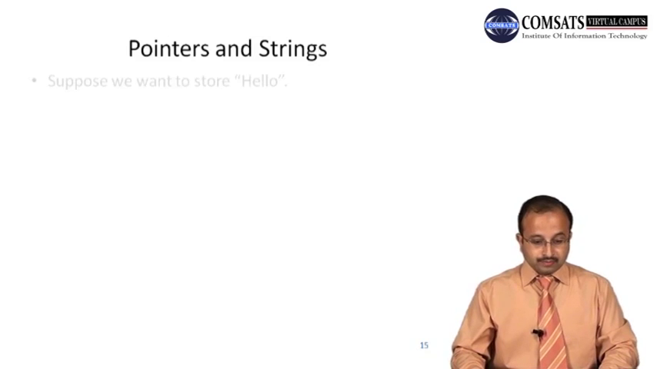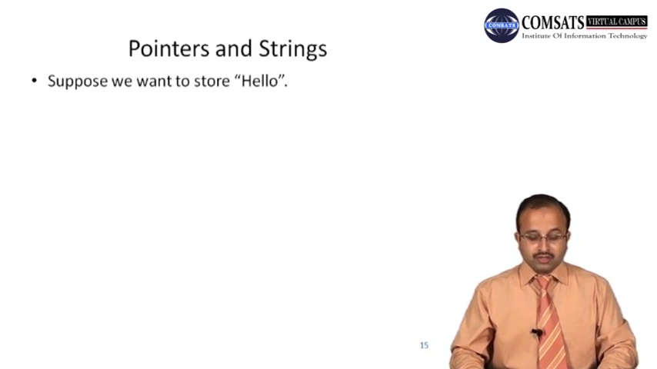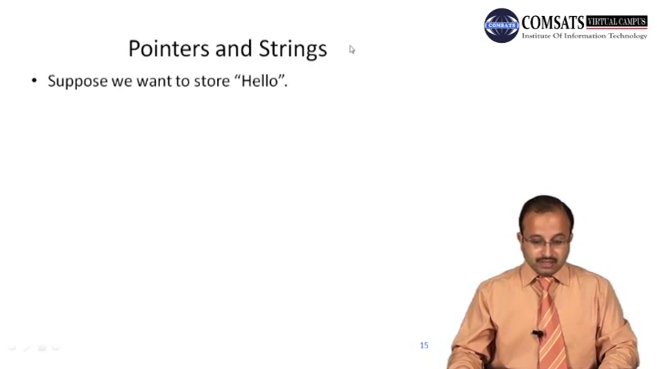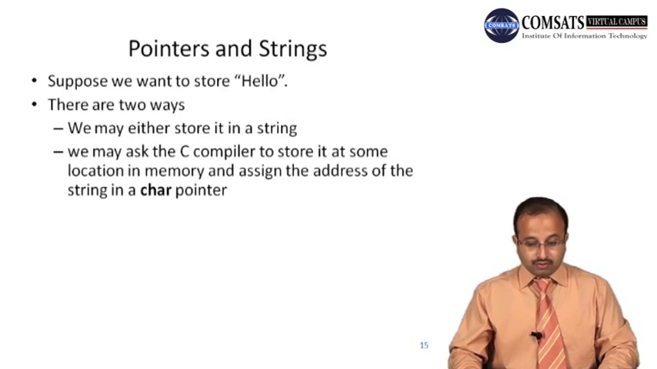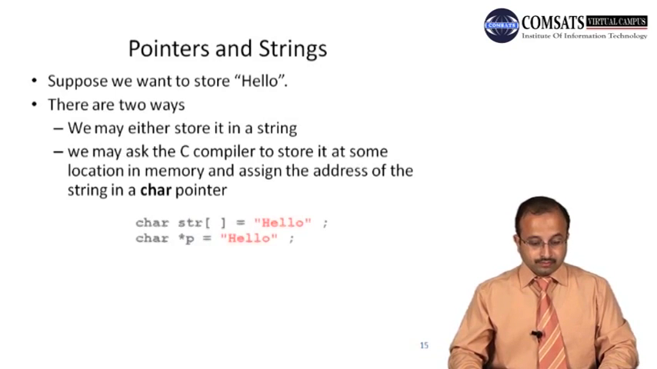Now pointer and string. Suppose we want to store the string constant hello. So this hello is basically a string constant. Why is it a string constant? Because it is written within the double quotes. So there are two mechanisms to store that string constant. The first is we may store it in a string. We can write char str1, then specify the size, equals hello. Or we may ask the C compiler to store it at some location in the memory and assign the address of that string to a character pointer. That is the second mechanism, like this.